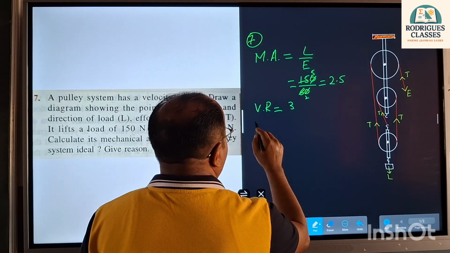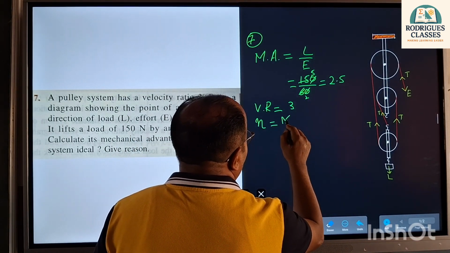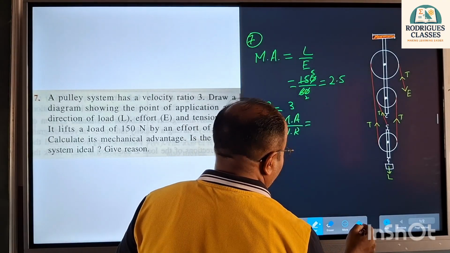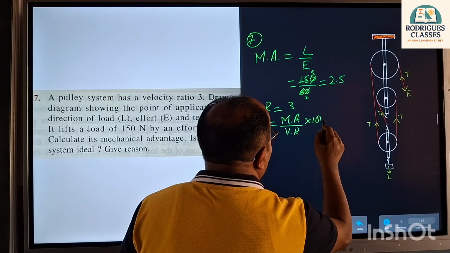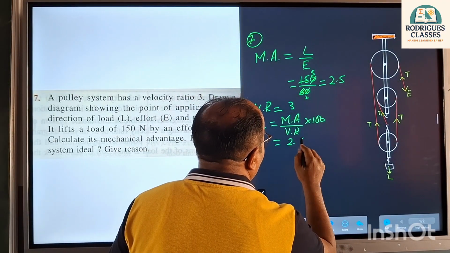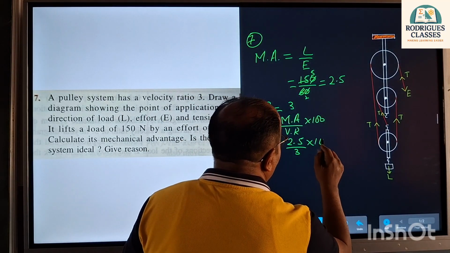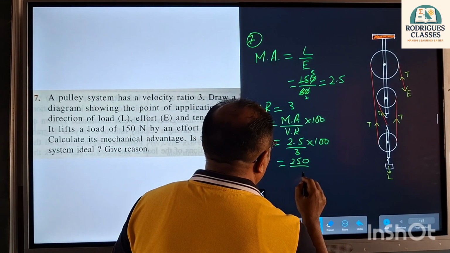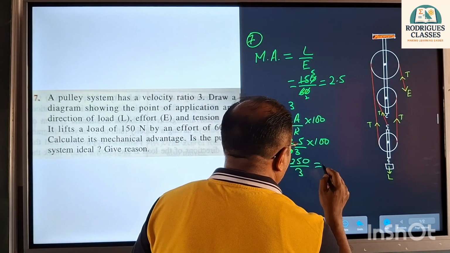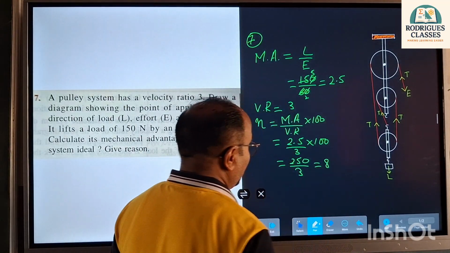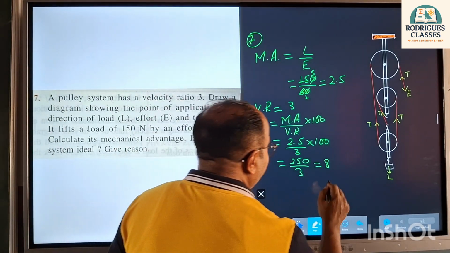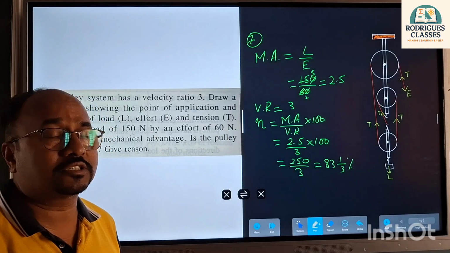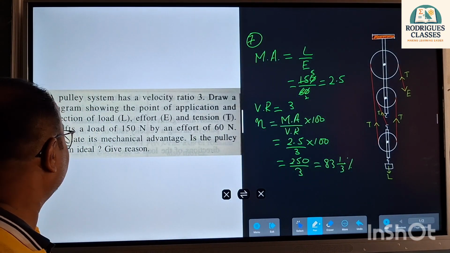Okay, so now efficiency will be mechanical advantage by velocity ratio into 100. So mechanical advantage is 2.5 by 3 into 100. So that will give me 250 by 3. I go to divide it here, 3 8s are 24, 1 is left, 10, so I will get here 83 1 by 3%. So I am not getting it as 100%, so that is why it is not an ideal system.